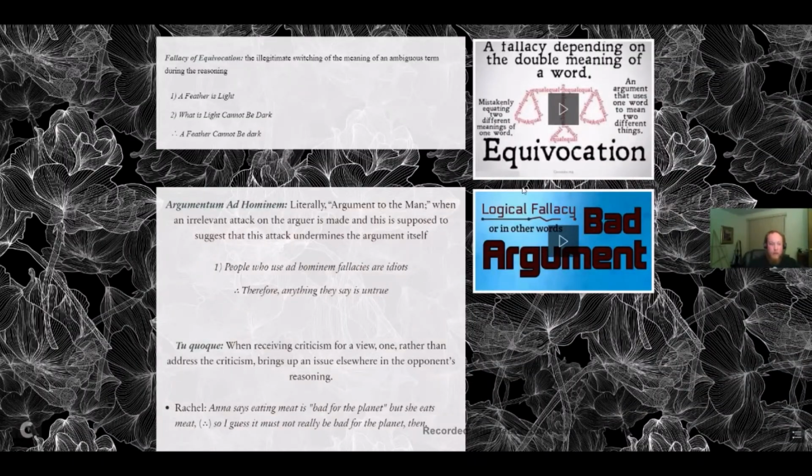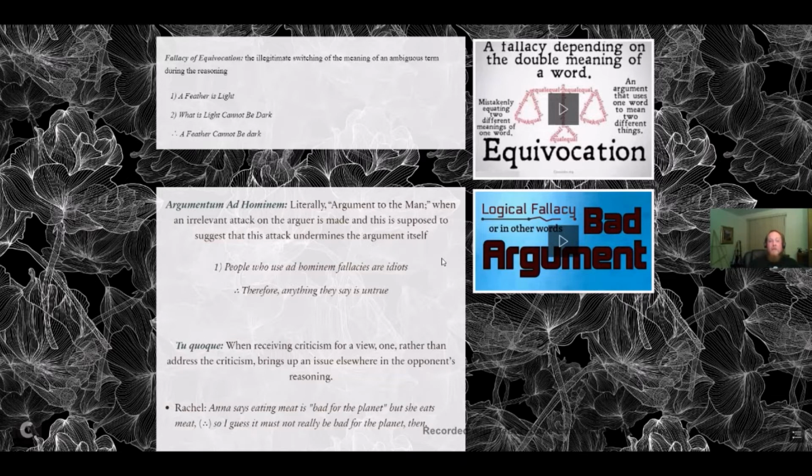Let's get into it. The first one I want to go over is the fallacy of equivocation. This is the illegitimate switching of the meaning of an ambiguous term during the reasoning. So, for example, listen to this argument. I say a feather is light. What is light cannot be dark. A feather cannot be dark. That sounds like it should work.